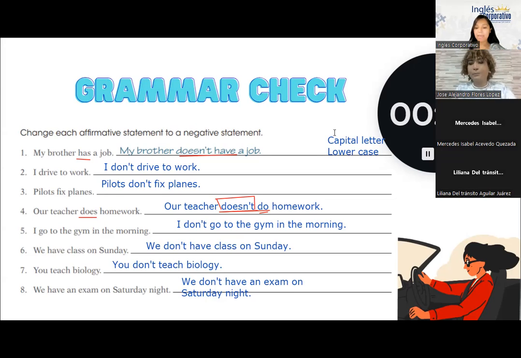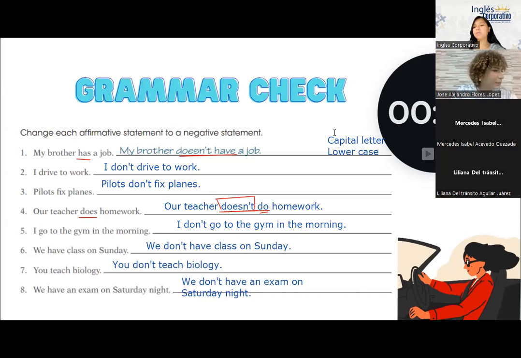Let me see. I don't like bananas. I don't get up early on Fridays. I don't drink juice in the morning. My mom doesn't go to church on Monday. Fabiola, las letras mayúsculas en esos days of the week. I don't drive. No sé conducir. Ah, okay. I don't know how to drive.